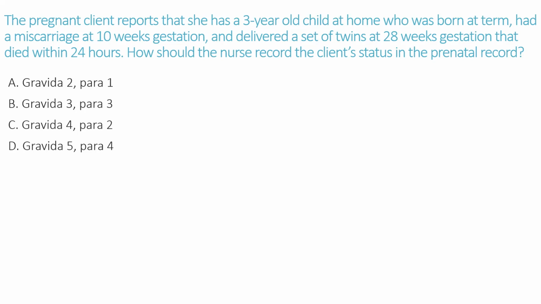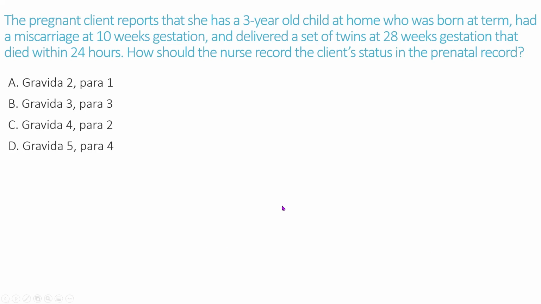This is gravida and para. To help you out if you're trying to answer this right now: gravida is our number of pregnancies, and para is going to be the number of births after that 20-week mark. She has a 3-year-old at home that was born at term, so that's one of our P's. She had a 28-week gestation set of twins that died within 24 hours. So this, guys, would actually be C.